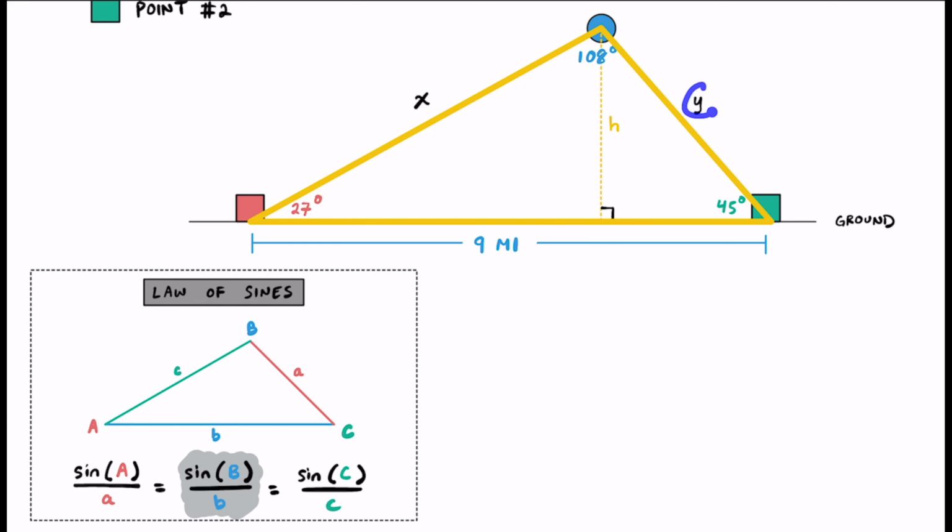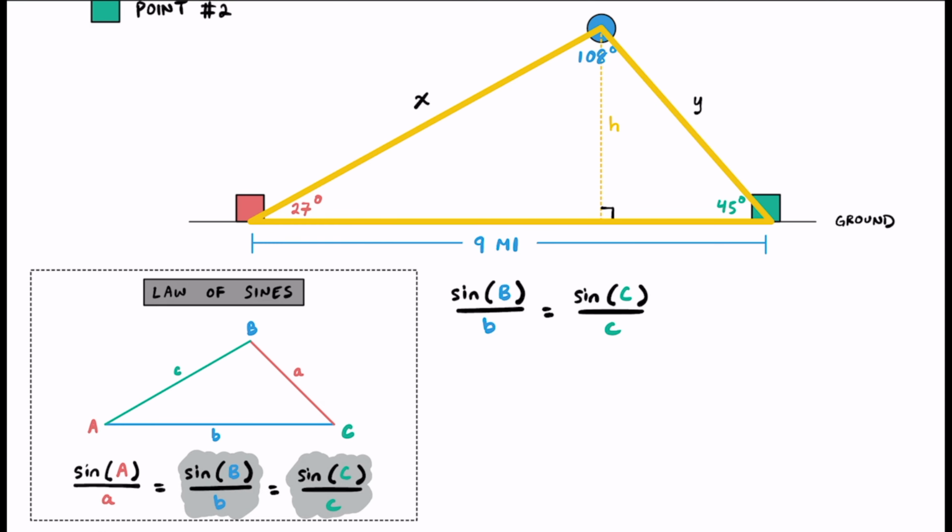If we are trying to find the side length of y, that's related to this angle A here, so we would use this ratio. And if we were going to solve for this value of x, then we need to use this angle of 45 degrees, so we would use this ratio over here. Now I wanted to solve for x, so let's use this ratio to the right, sine of angle C over side C. These are the two that we're going to use to set up a proportion.